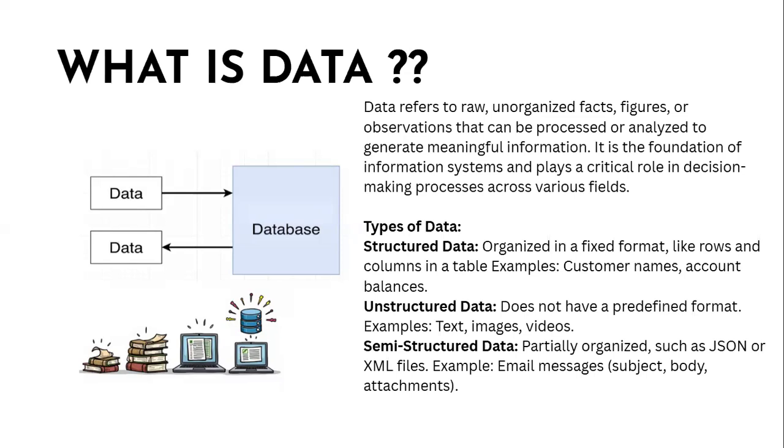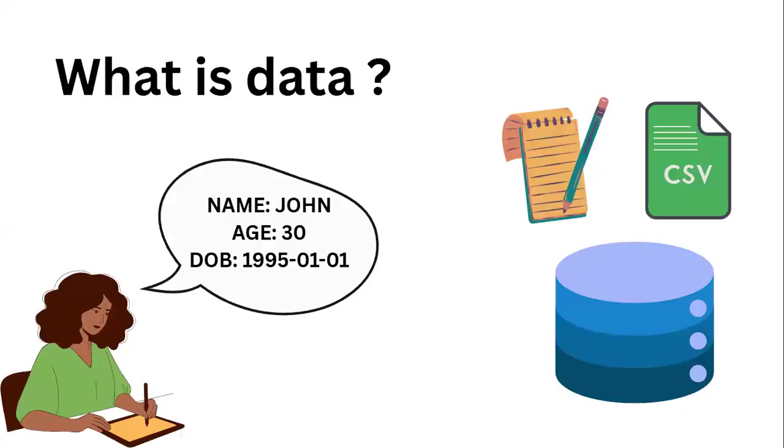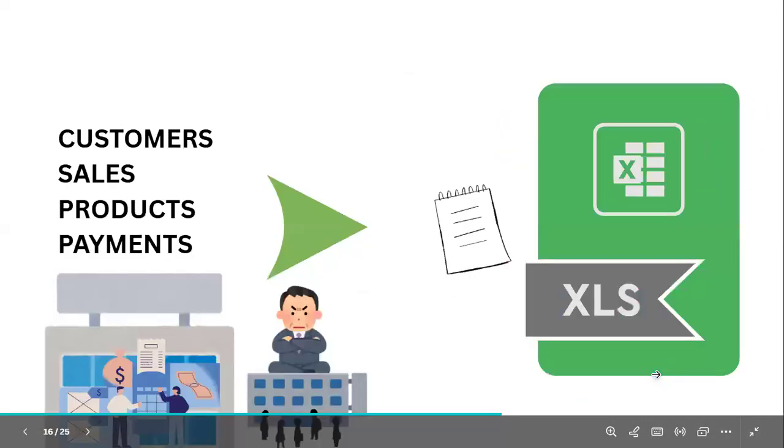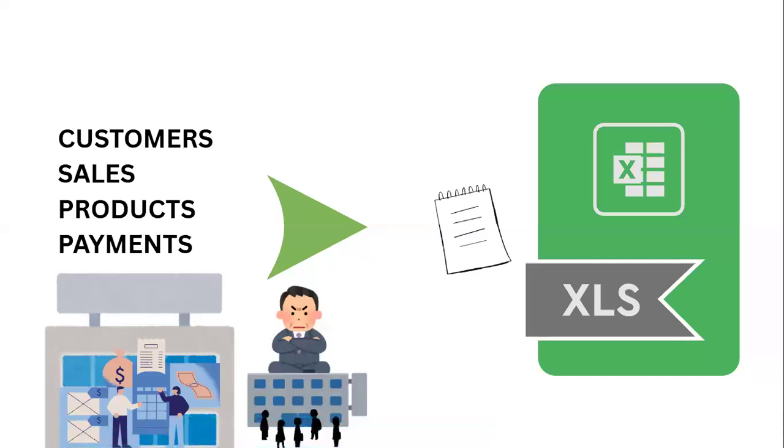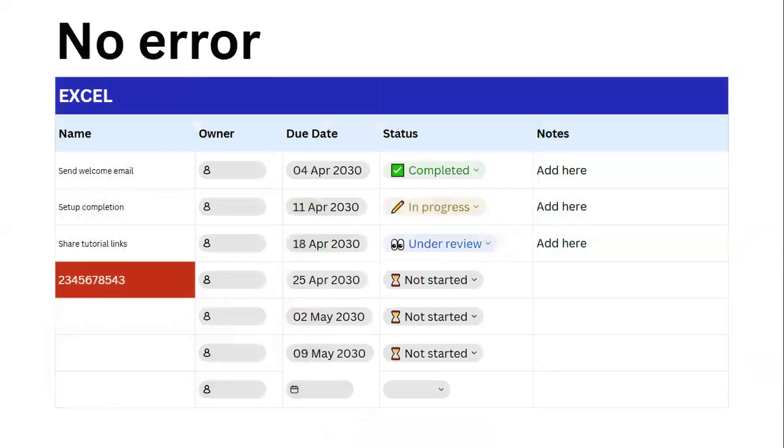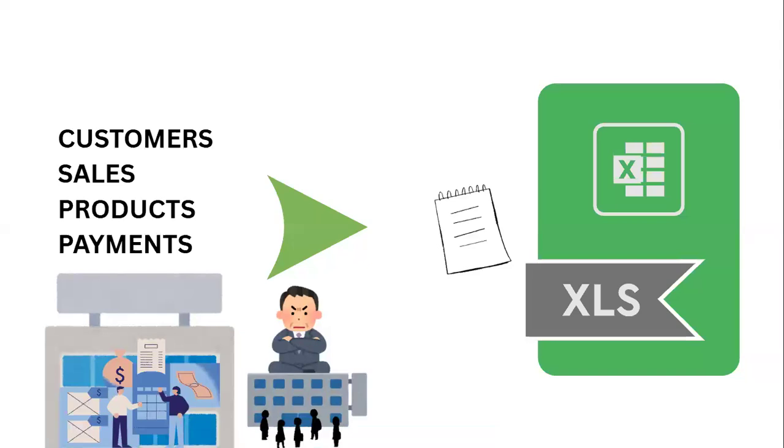Now this data is classified into three types: structured, unstructured, and semi-structured data. So where can I store this data? I can store it in a notepad or Excel, anything, or a database. So for storing the data, why are we not using Excel? Why are we using a database? Any answer? Why can't we use Excel rather than a database?